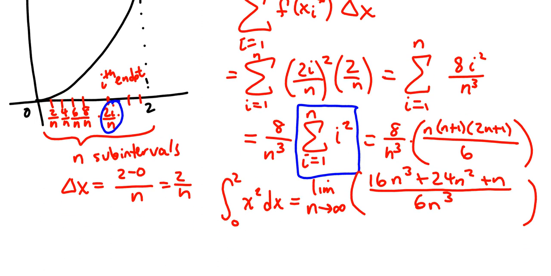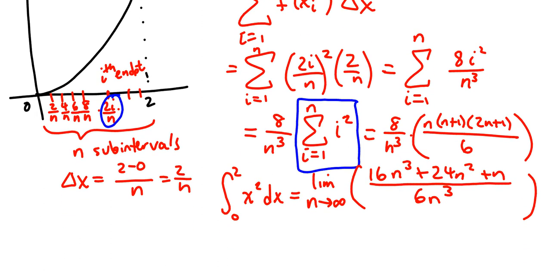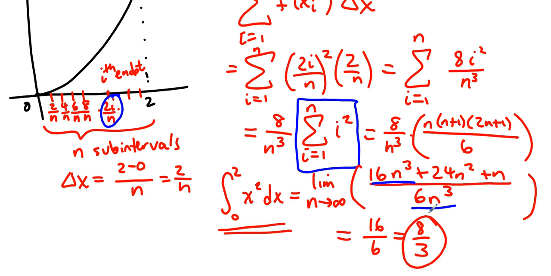cubed. And we learned that when the highest powers are the same in numerator and denominator, these other terms don't really matter. They go to 0 effectively. And what we're left with is 16 sixths. That's 8 thirds. So the integral from 0 to 2 of x squared dx is 8/3, meaning that this area is 8/3. Exactly. It's not an approximation. Exactly.